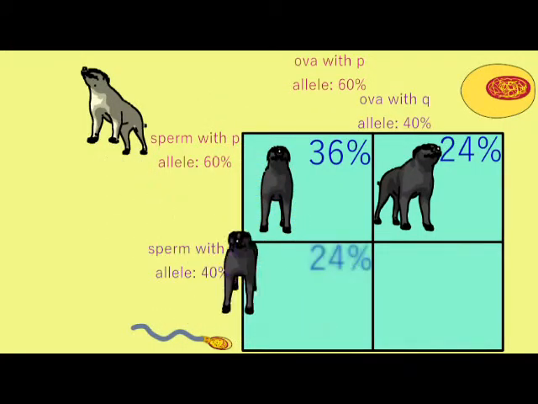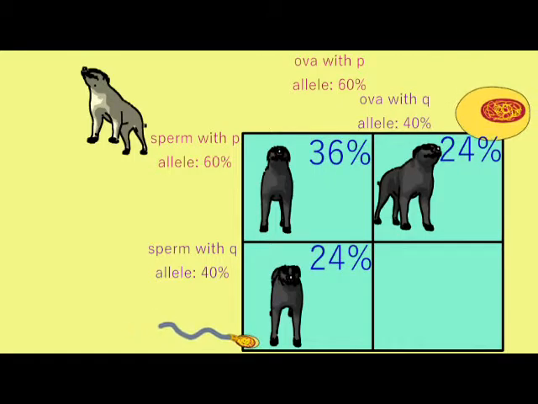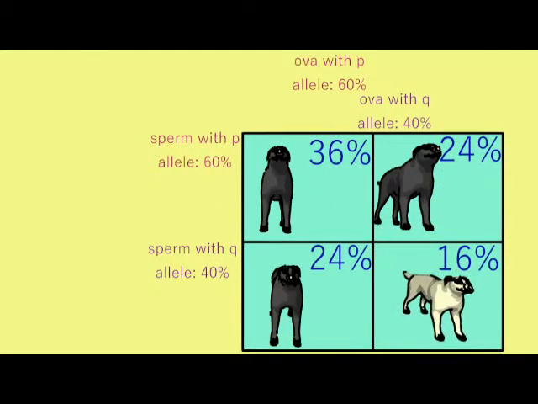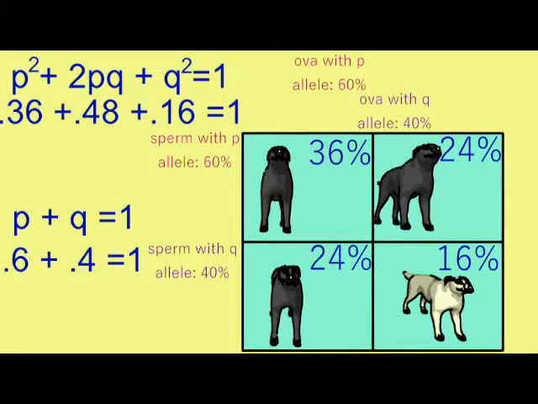Q allele. Note that the sum of the homozygous P individuals, the heterozygotes, and the homozygous Q individuals equals 1, 100% of the individuals of the population, just as P plus Q, the frequency of these two alleles, equals 1, 100% of the alleles of the population.